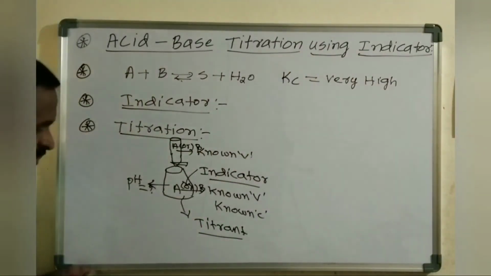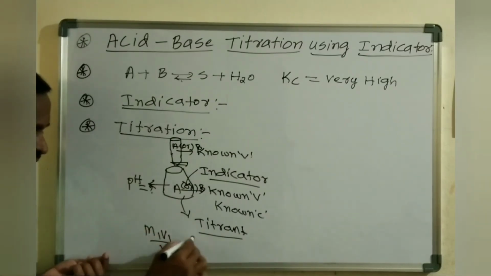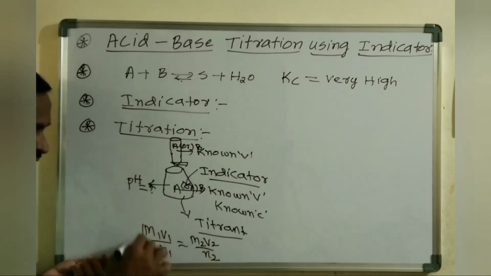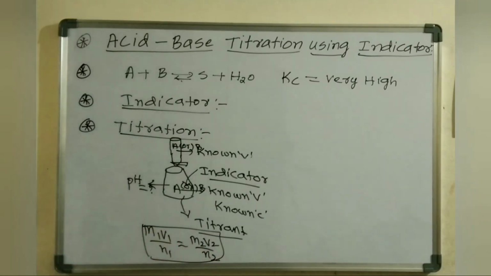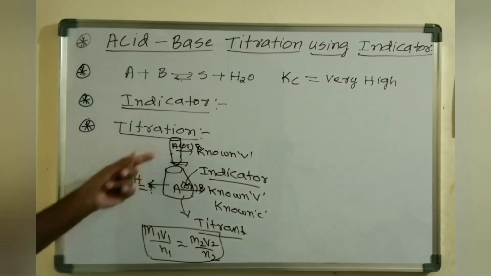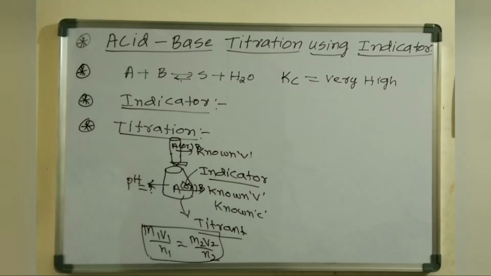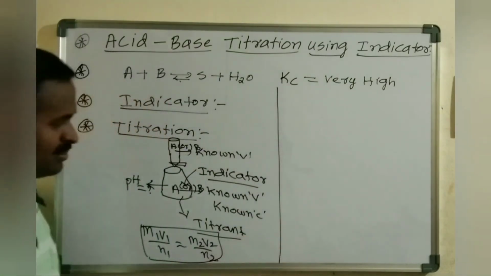Based on that volume, we can find the unknown concentration of the acid or base by using the formula N1V1 equals N2V2, or M1V1 equals M2V2, and you can take either one as acid and the other as base. From that we can find out the unknown concentration of this particular acid or base which is taken in the burette.